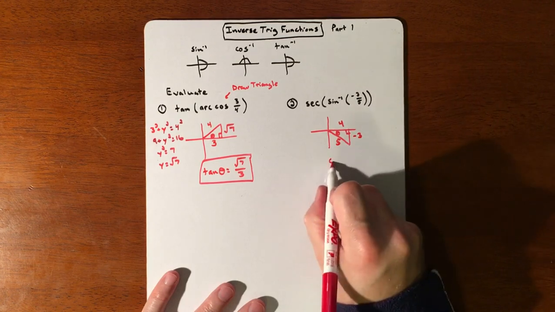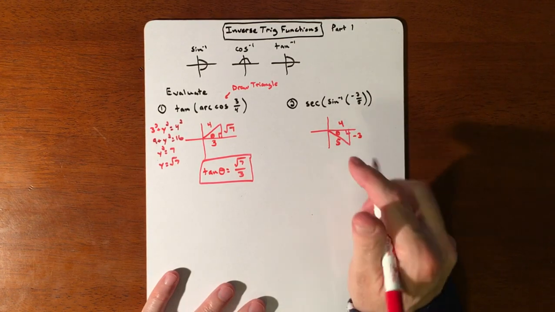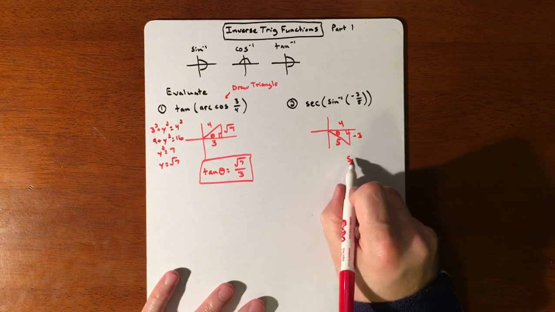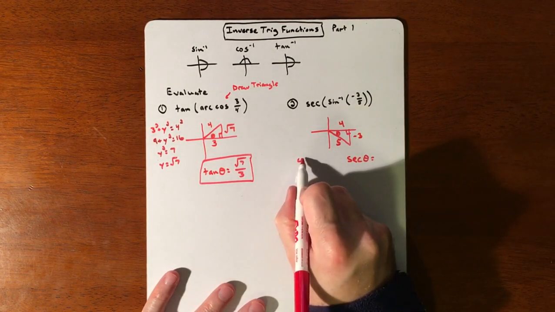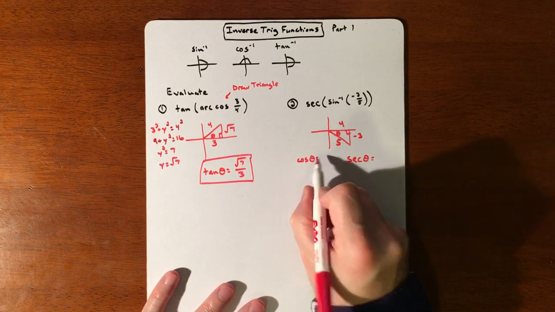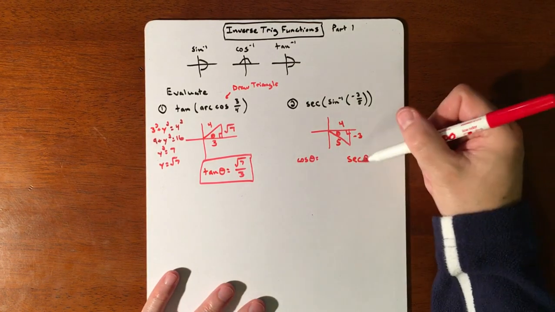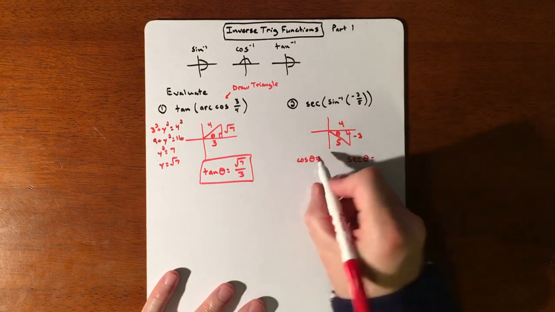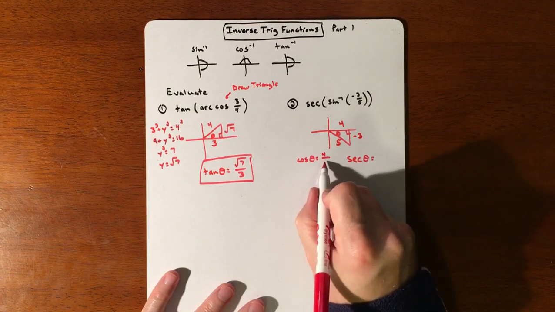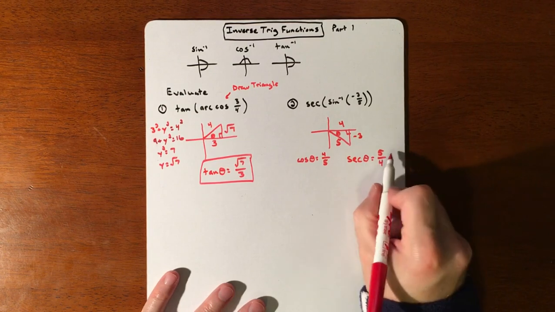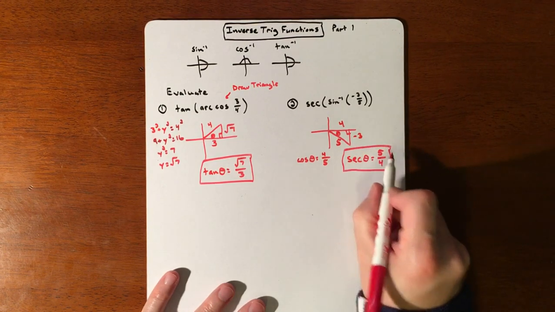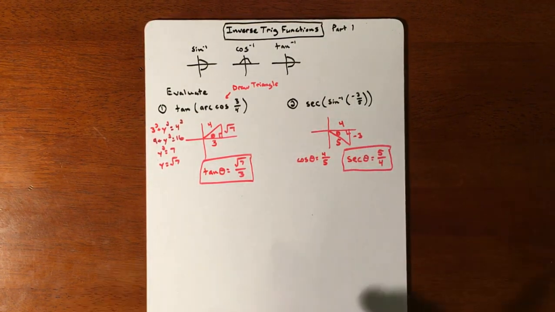We're really doing secant of theta. Now, secant of theta I really think of as cosine of theta, and then I'm going to figure out that value and then just flip it around, do the reciprocal. So cosine is going to be 4/5, which makes secant 5/4. Okay, so the inside builds your triangle, and then you just evaluate from there. All right, so that's part 1. We'll do a little bit more challenging ones on part 2.